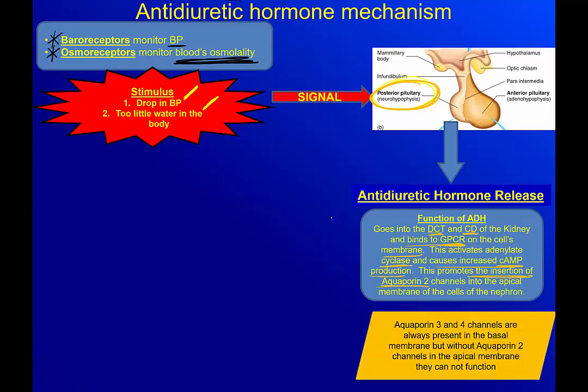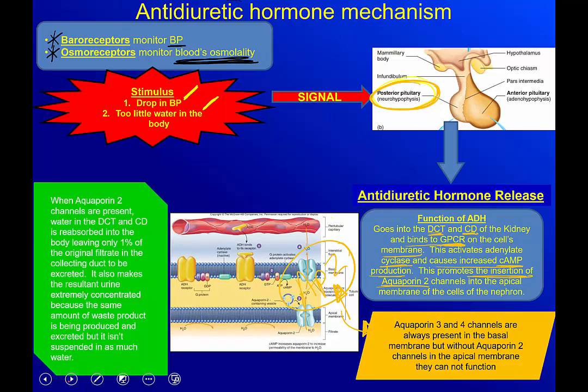Aquaporin 3 and 4 channels are always present in the basal membrane, but without aquaporin 2 channels in the apical membrane, they don't function. Basically, it's like having a locked door in the back of your house. And the front doors, let's say I've got two front doors, they open just fine, but I've locked that back door with the deadbolt and I'm the only one with the key. Well, nobody's going to be going into the back or coming in from the back unless I unlock that door. The aquaporin 2 channels are the back door. And if I open these, then the two front doors will allow things to move from my backyard to my front yard.